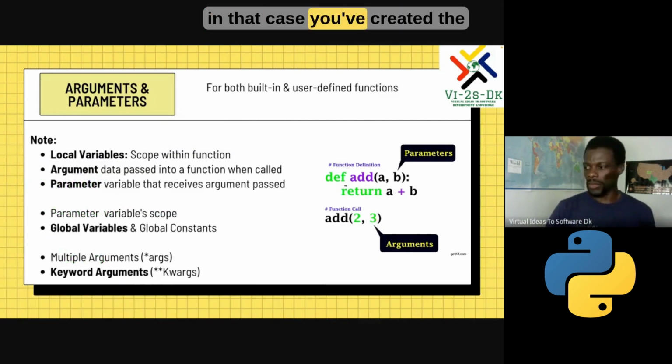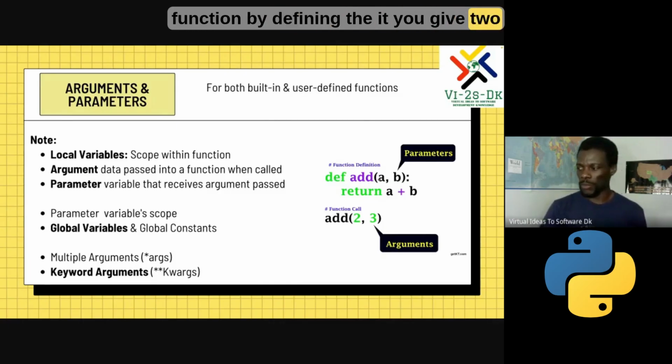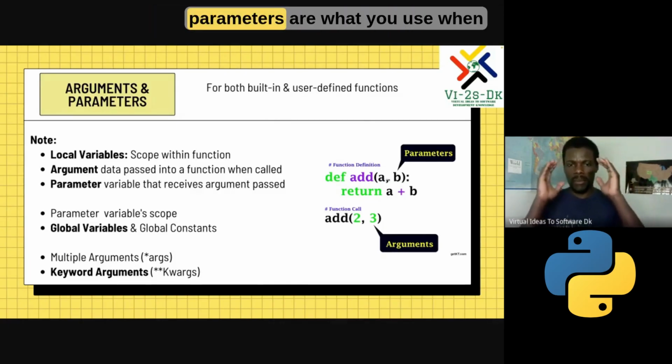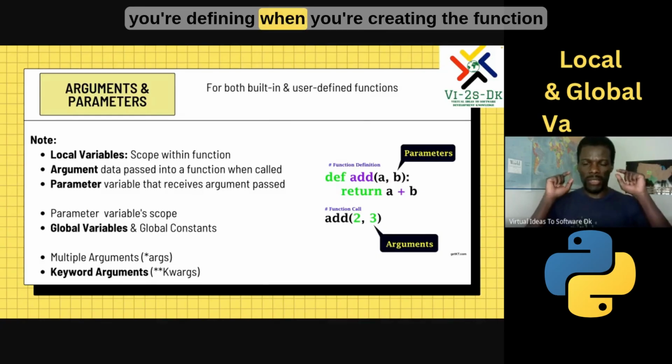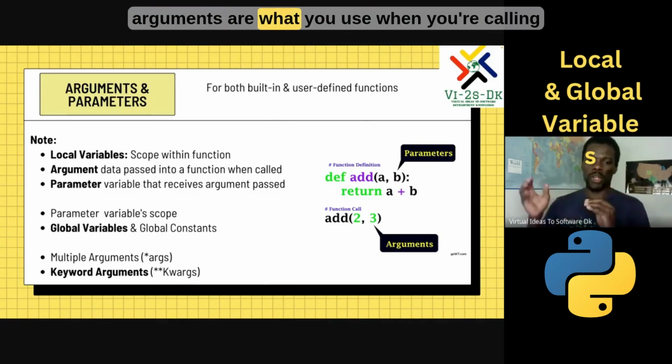So in that case, you've created the function by defining it. You gave 2 parameters. Parameters go into parentheses. Parameters are what you use when you're defining, when you're creating the function. Arguments are what you use when you're calling the function.